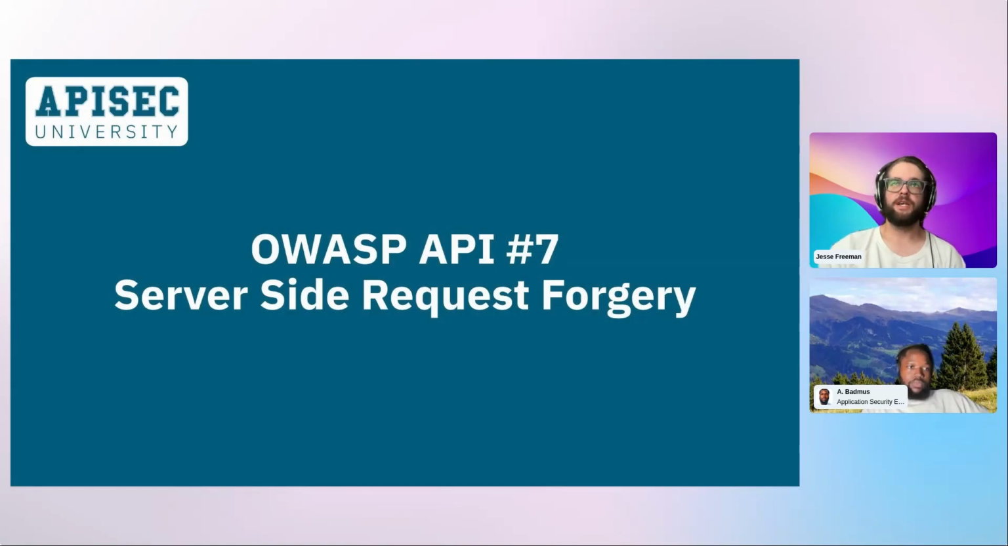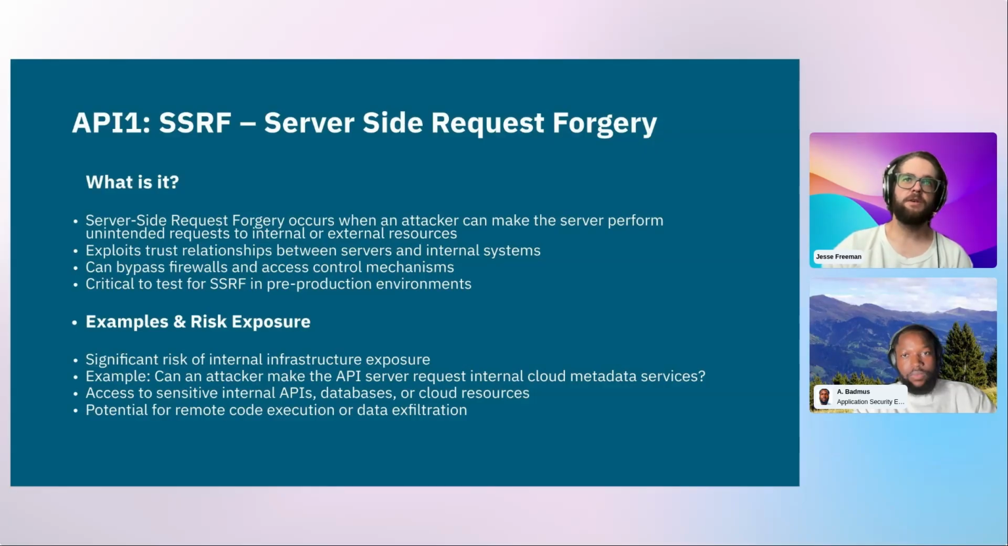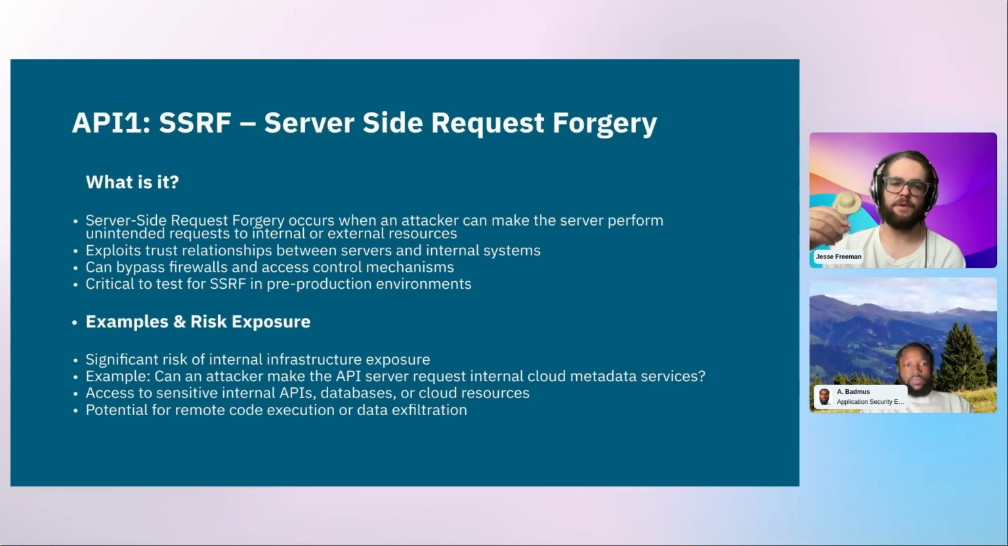But let's go ahead and talk about it. OWASP API number 7, server-side request forgery. So what is it exactly? Server-side request forgery occurs when an attacker can make the server perform unintended requests to internal or external resources. A simple way to think about it: normally, when you use an application, you make requests to servers, but sometimes those applications fetch data from other places based on URLs that you're providing to the application. An SSRF vulnerability exists when the application doesn't properly validate those inputs. It allows the attacker to manipulate where the server is making those requests.